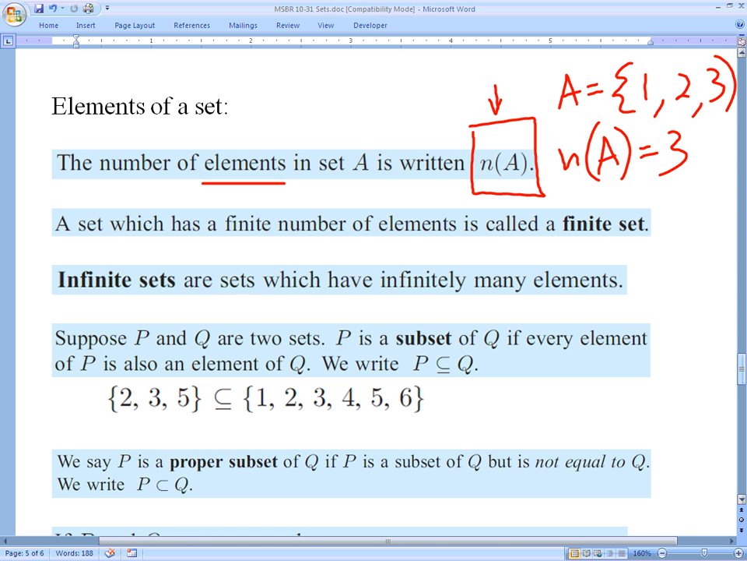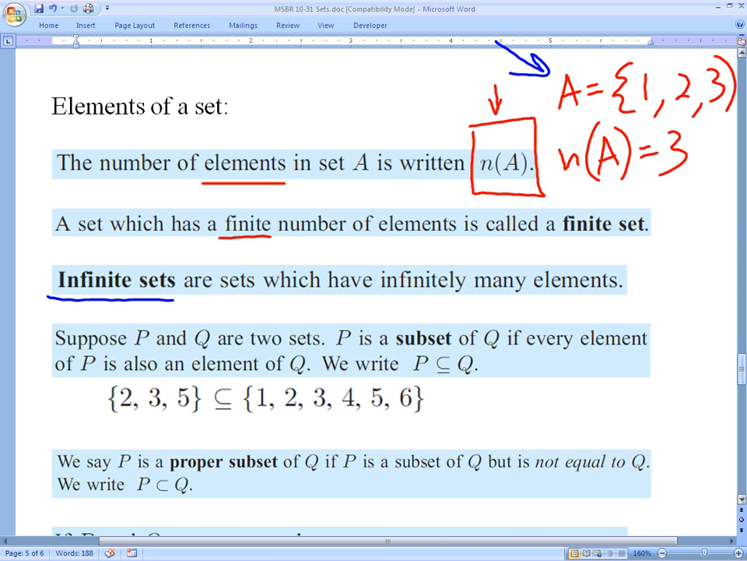A set which has a finite number of elements is called a finite set. Now, what does finite mean? It's the opposite of infinite, in being a prefix that means opposite of or not. So infinite means never ending. Finite means it ends. Set A that I just made up here is a finite set because it goes 1, 2, 3, and then it stops.